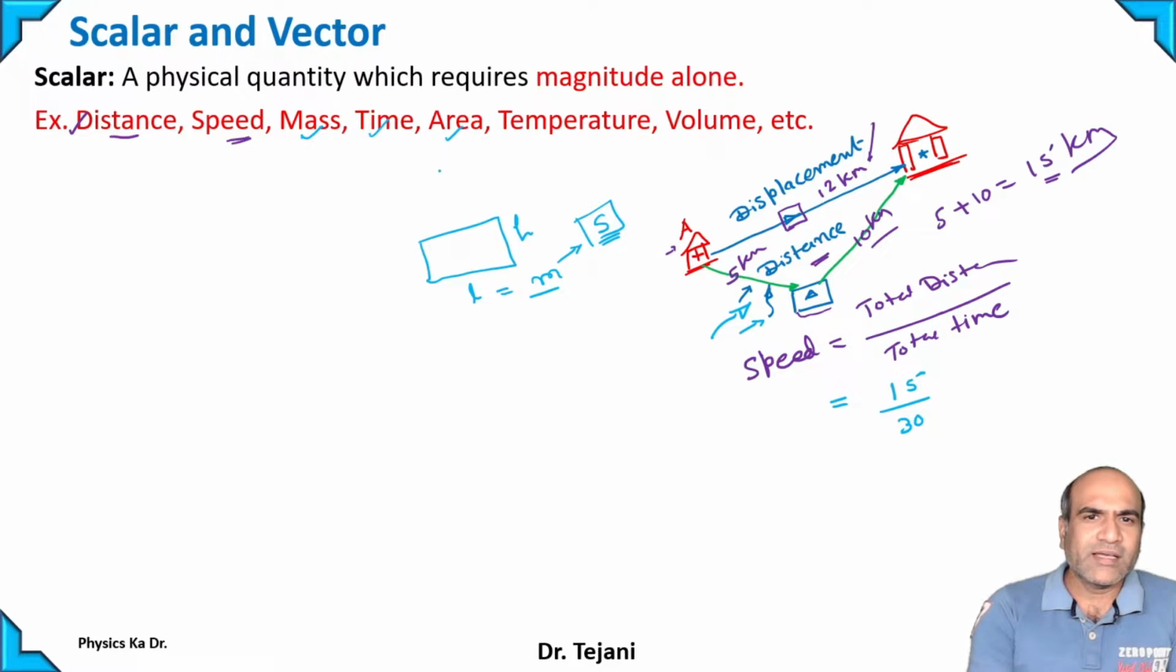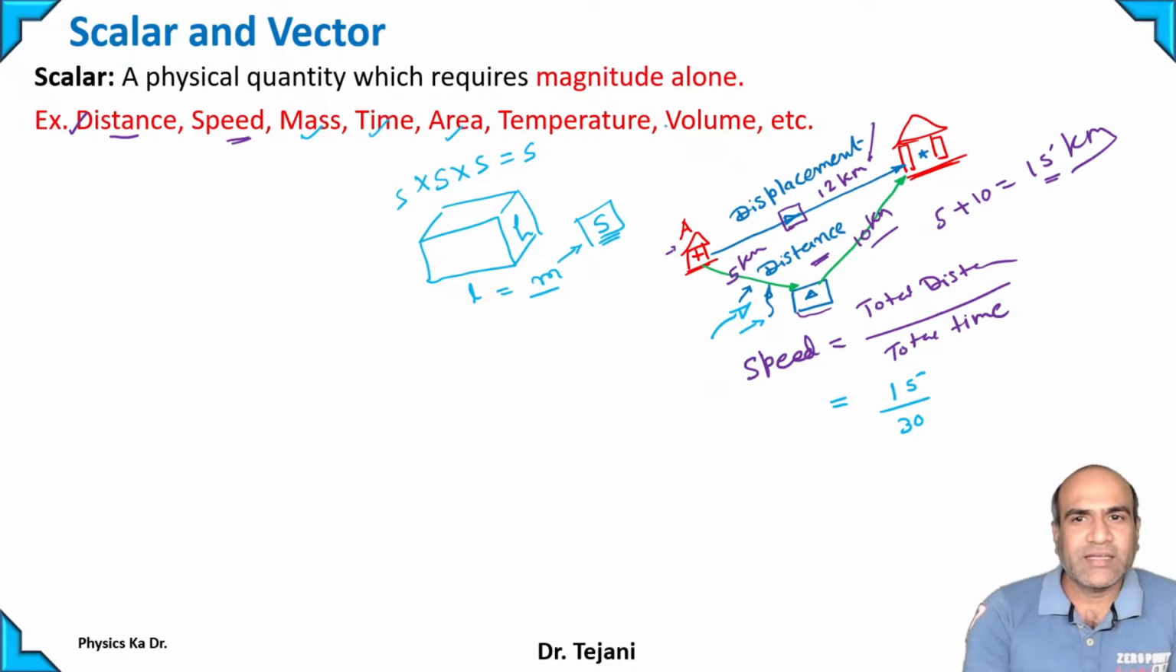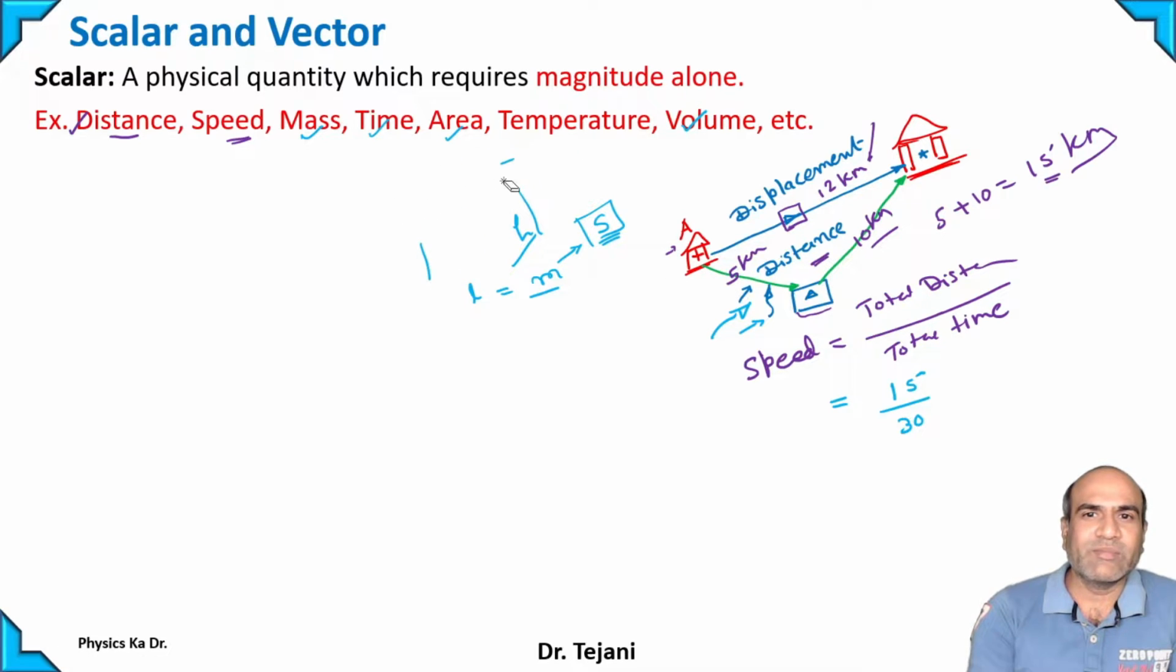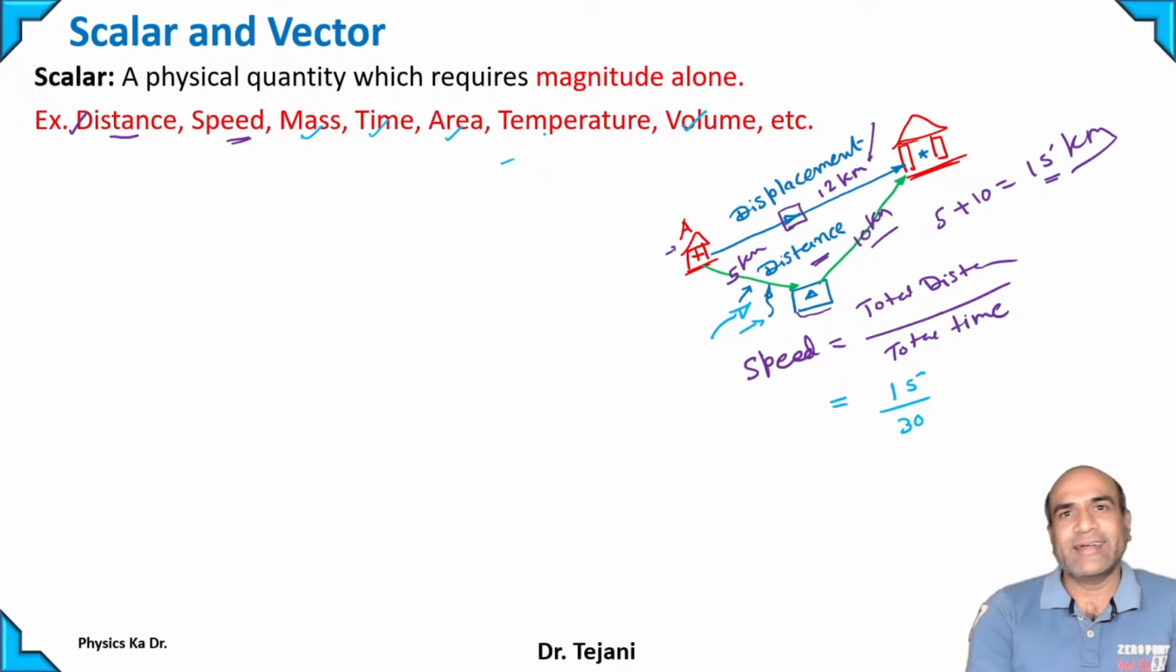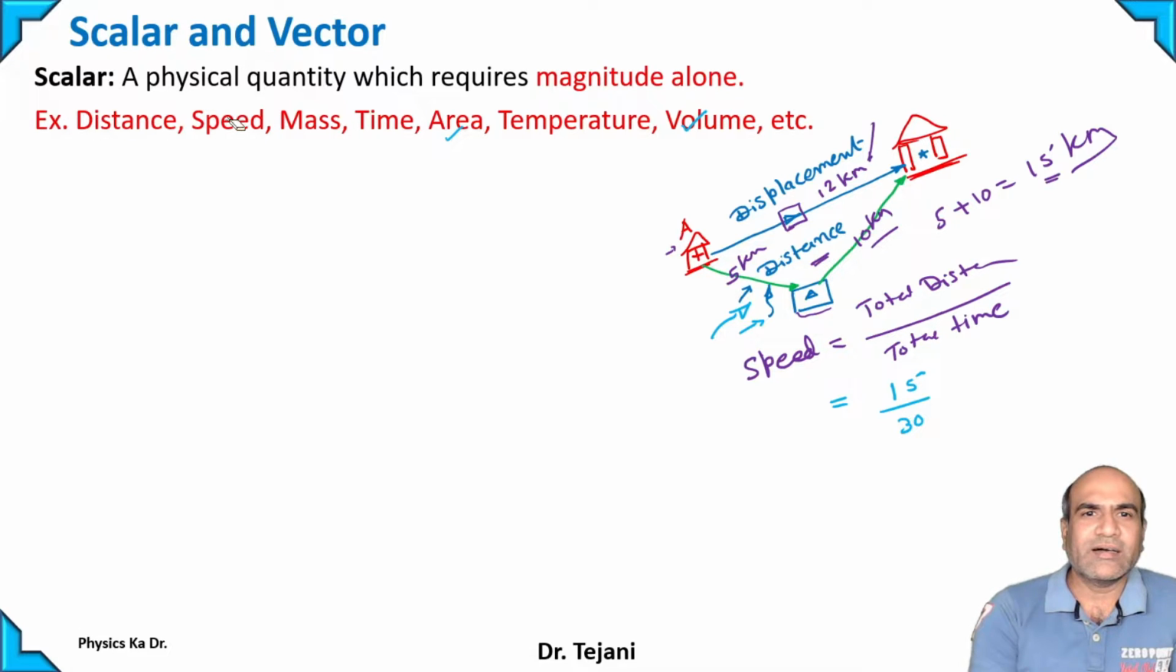Therefore, here scalar multiplied by scalar gives a scalar. And similar case is for volume. We just need one more addition of scalar, then it gives us a scalar quantity. And similar it is for the temperature as well as time. We do not need direction, and therefore this all become a scalar quantity.